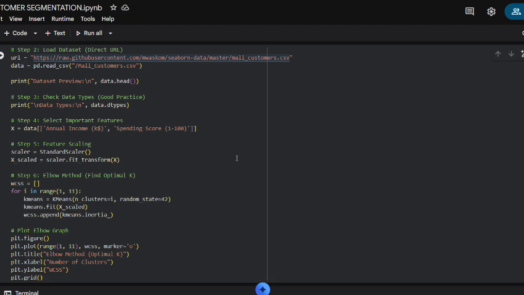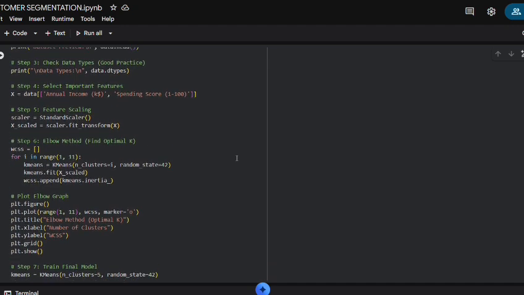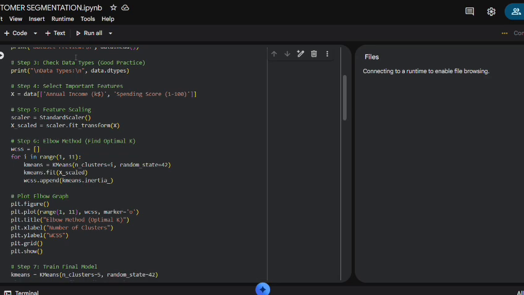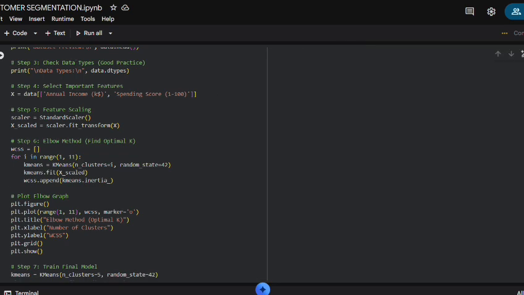After scaling, we move to one of the most important steps, which is determining the optimal number of clusters. For this, we use the elbow method. In this method, we calculate the within-cluster sum of squares, also known as WCSS, for different values of k, usually from 1 to 10. WCSS measures how compact the clusters are. As the number of clusters increases, WCSS decreases. However, after a certain point, the improvement becomes minimal. This point is called the elbow point, and it represents the optimal number of clusters. In our project, we observe this elbow point and choose the best value of k accordingly.